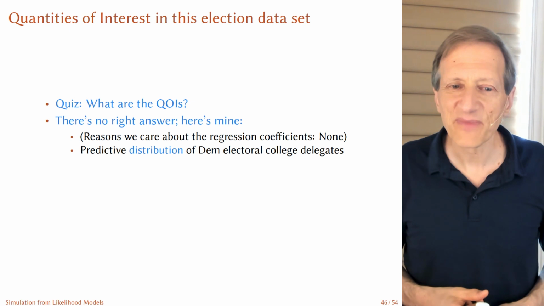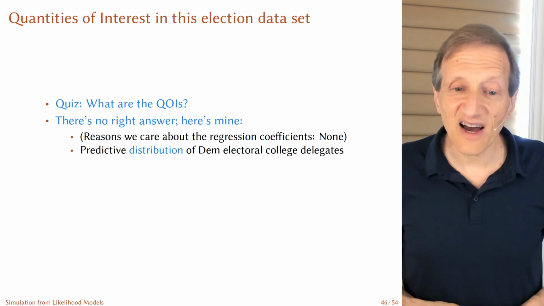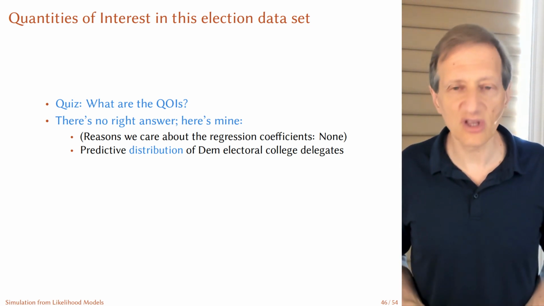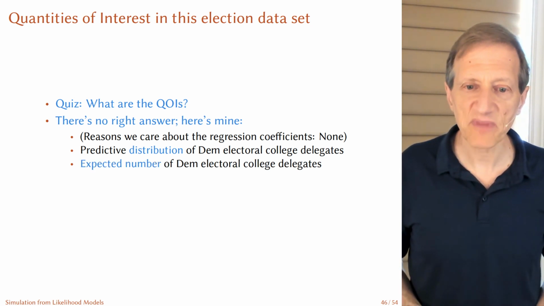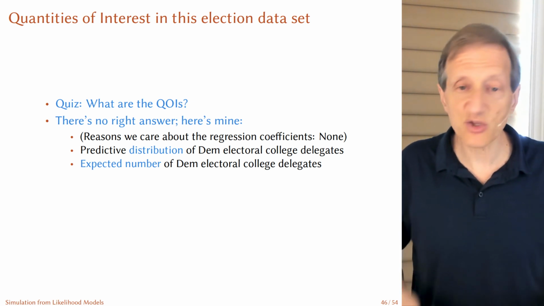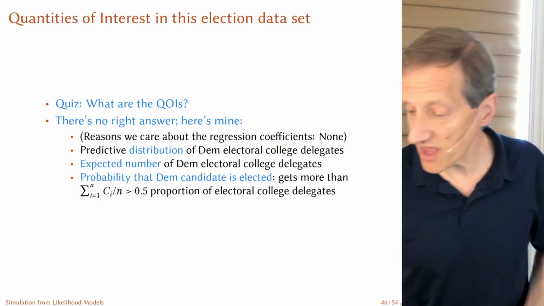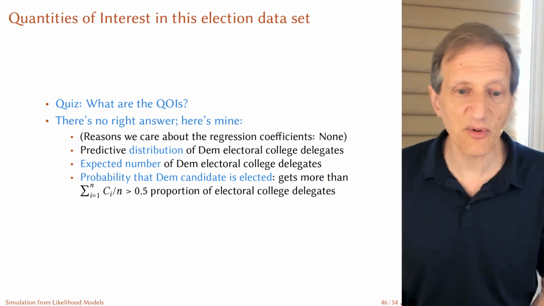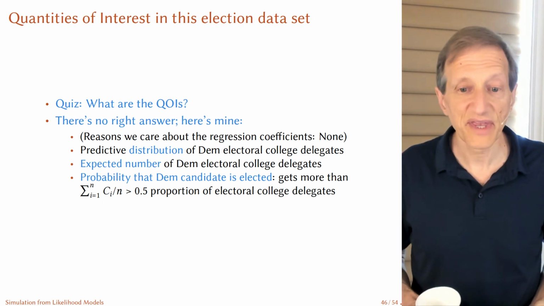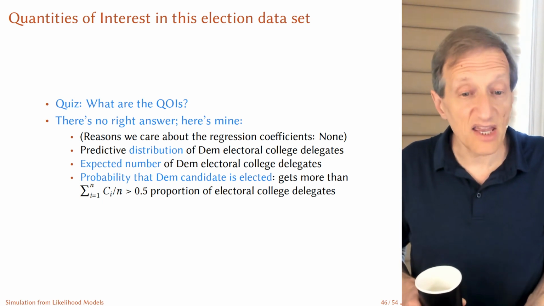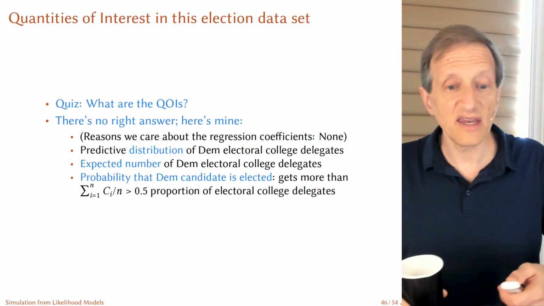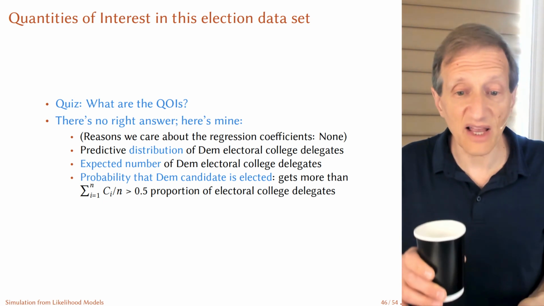Right. So the predictive distribution of Democratic Electoral College delegates is an interesting and potentially useful quantity of interest. We might want to know that. The expected number of Democratic and Republican Electoral College delegates, we would want to know that. The one that I think I would focus on is the probability that the Democratic candidate or the Republican candidate, it's one minus the other, is elected. It's the probability that the Democratic candidate gets more than half of the Electoral College delegates.